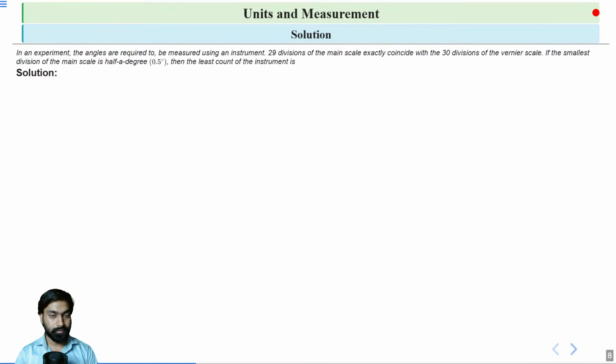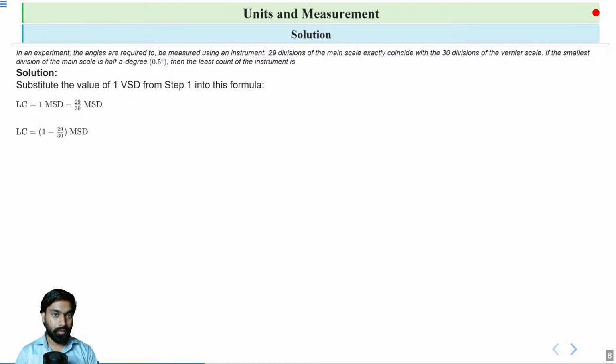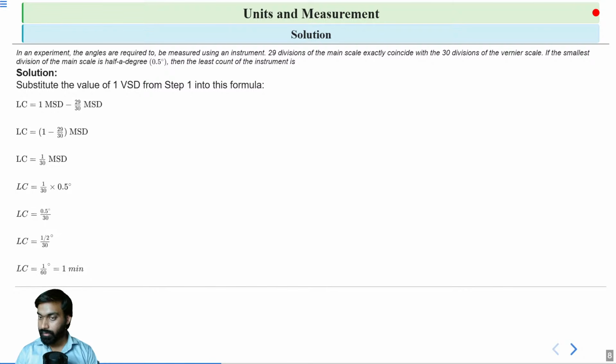So substitute the value of 1 VSD, you will get the correct answer. 1 MSD minus 29 divided by 30 MSD. So 1 minus 29 divided by 30 MSD. Solving this, you will get LC equal to 1 by 30 MSD. Put the value of MSD, that is 0.5. So you will get 0.5 divided by 30. So LC equal to 1 by 2 divided by 30. So it will be 1 by 60 degree, approximately 1 minute. Clear?